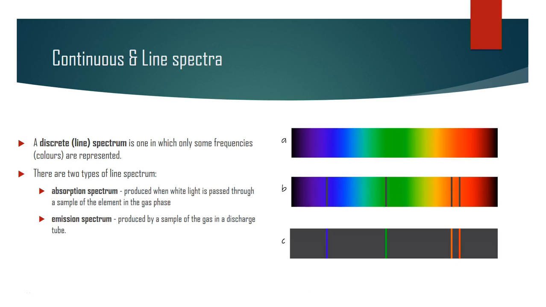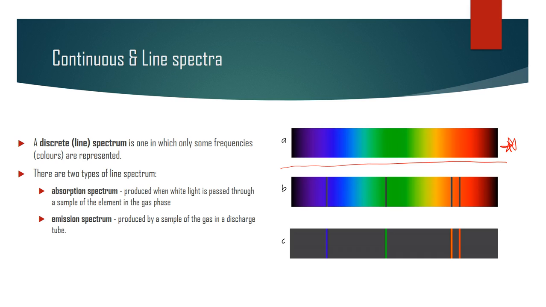There are a number of different spectra we need to know about. One is the continuous spectrum. This is what we see in A here. The continuous spectrum is the full rainbow. There's no lines of missing light or otherwise. It's just all the wavelengths of light all the way through in a continuum.